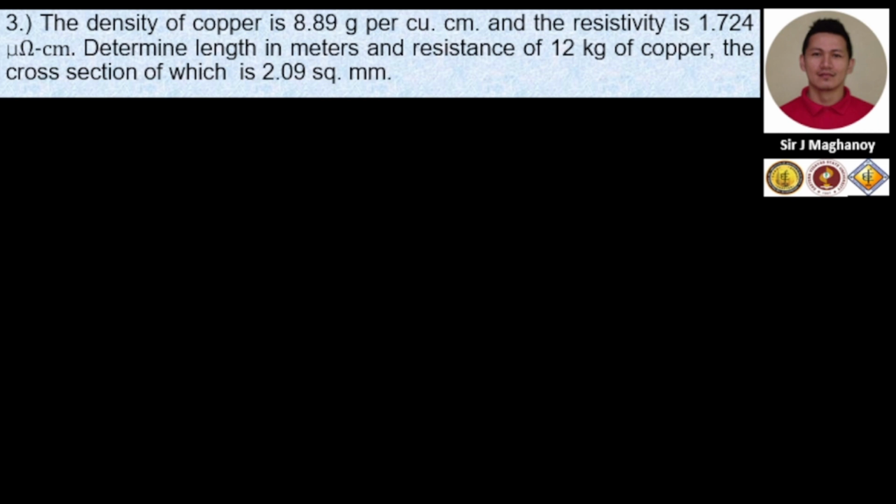Number 3. The density of copper is 8.89 grams per cubic centimeter and the resistivity is 1.724 micro-ohm-cm. Determine the length in meters and the resistance of 12 kilograms of copper, the cross-section of which is 2.09 square millimeter.